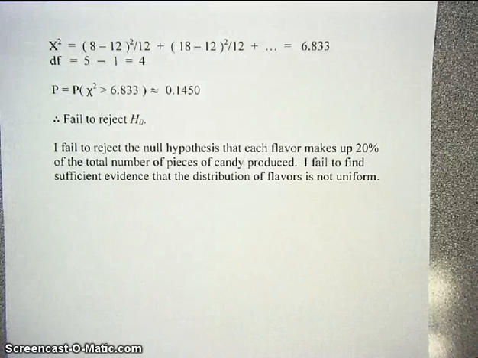So I write my conclusion: I fail to reject the null hypothesis that each flavor makes up 20% of the total number of pieces of candy produced. I fail to find sufficient evidence that the distribution of flavors is not uniform.